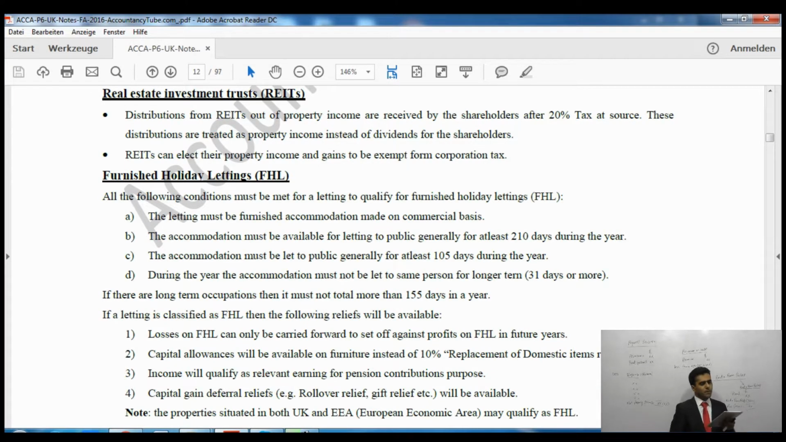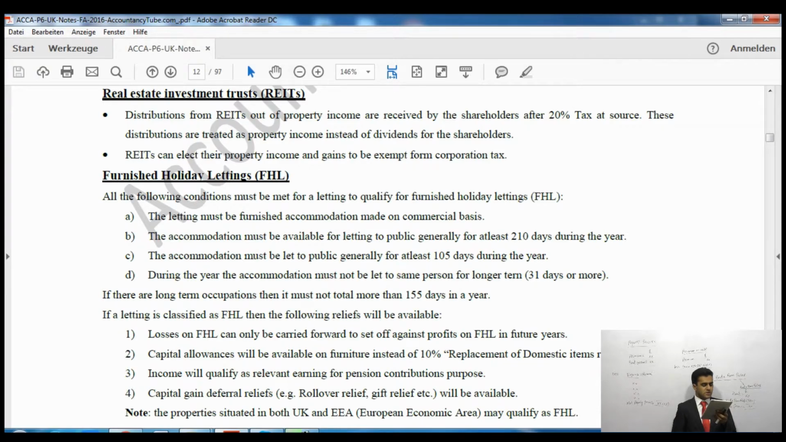Now when they pay out of the property income, although they are dividends, we'll write them down under the property income. We'll write them down under the non-savings income. Although they are dividends and are paid net of 20% tax, we'll list them under the non-savings income. Now when we say paid net of 20% tax, what does it mean? It means that whatever the amount given in your question, we'll have to multiply it by 100 and divide by 80. These distributions are treated as property income instead of dividends for the shareholders.